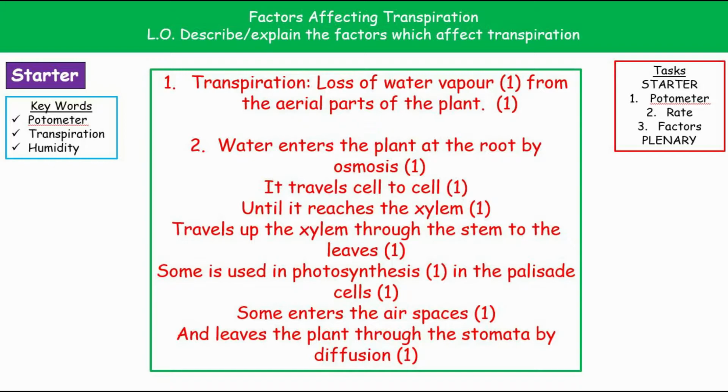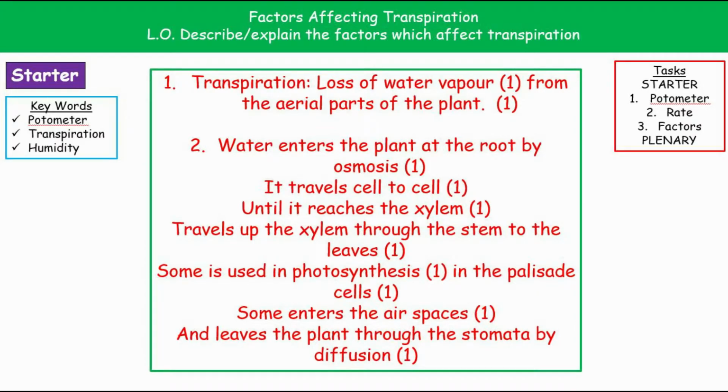For question 2, there's a range of marks available here, so tick any of these that you've got in your answer. So water enters the plant at the root by osmosis. It travels from cell to cell, and that's in the roots obviously. When it reaches the xylem, then it travels up through the xylem, in through the stem and to the leaves. Some of the water is used in photosynthesis, and that takes place in the palisade cells. Some enters the air spaces and leaves the plant through the stomata by diffusion.